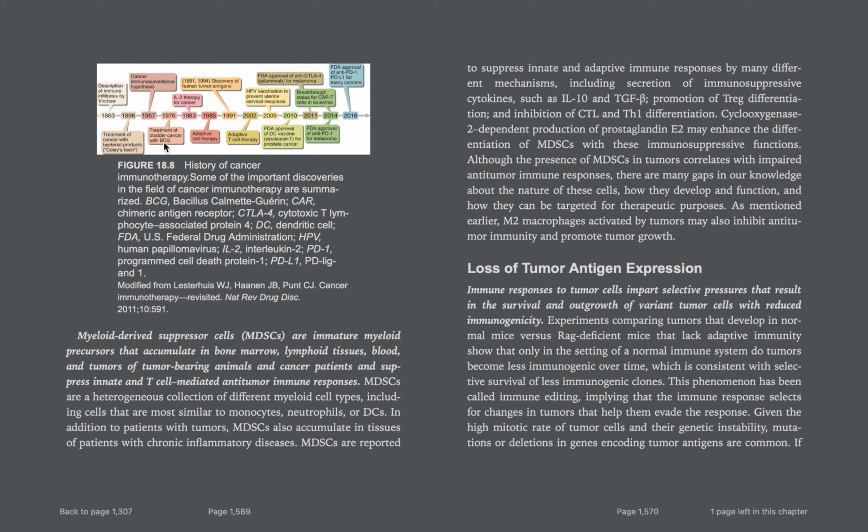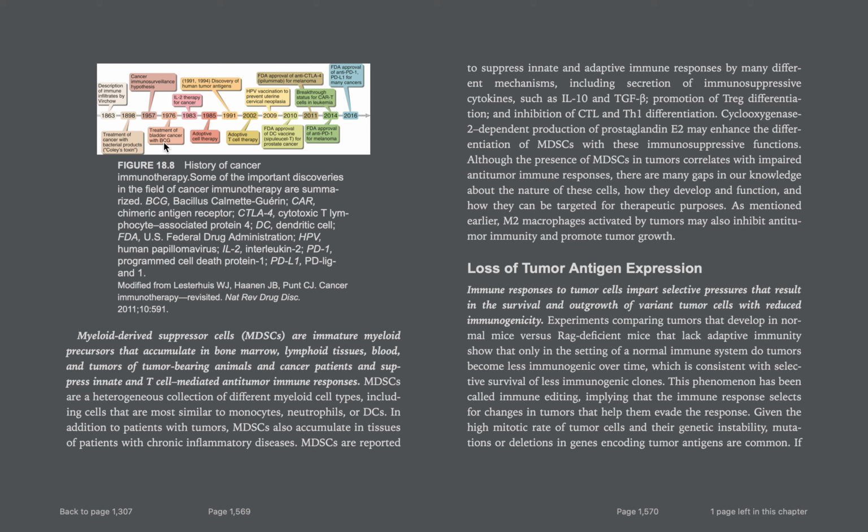Myeloid-derived suppressor cells are reported to suppress innate and adaptive immune responses by many different mechanisms, including secretion of immunosuppressive cytokines such as interleukin-10 and transforming growth factor beta, promotion of Treg differentiation, and inhibition of cytotoxic T lymphocyte and T helper 1 differentiation.